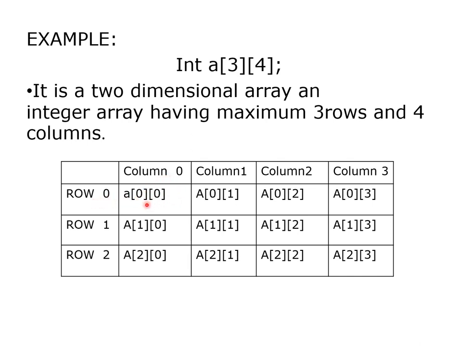For this element the array index is a[0][0] because it is present in column 0 and row 0. These are the columns and these are the rows. For this the array index is a[0][1]. It means it is in the array named a, in row 0 and the first column. Like this, we have to represent all the elements of the two-dimensional array.